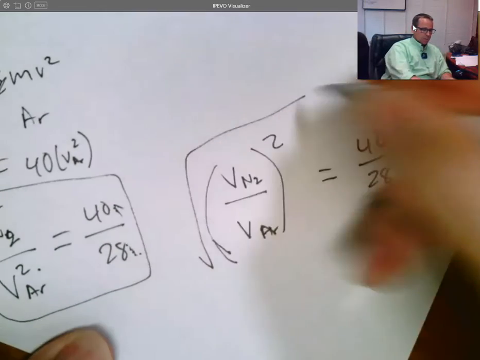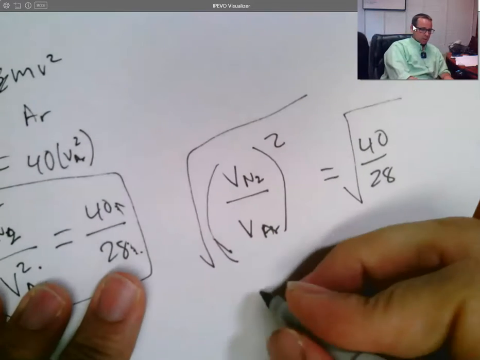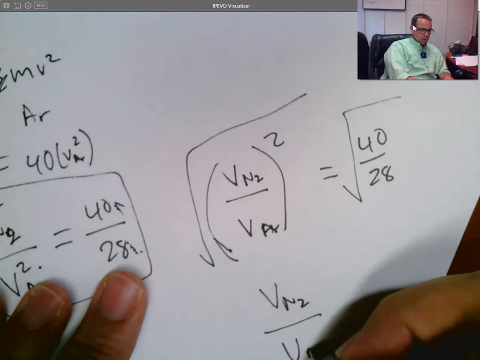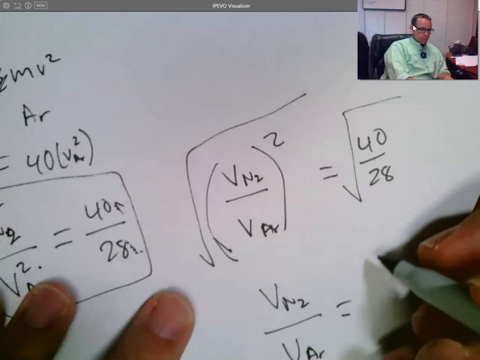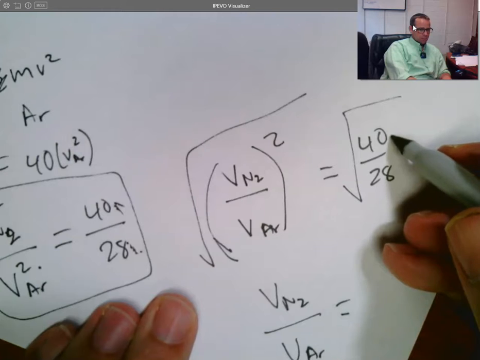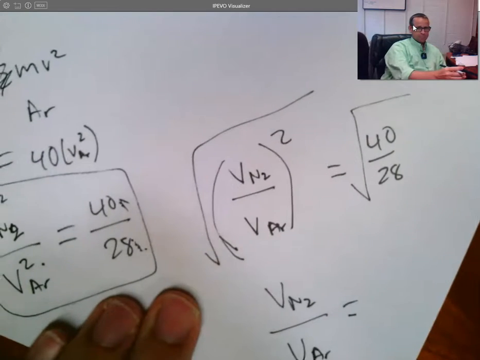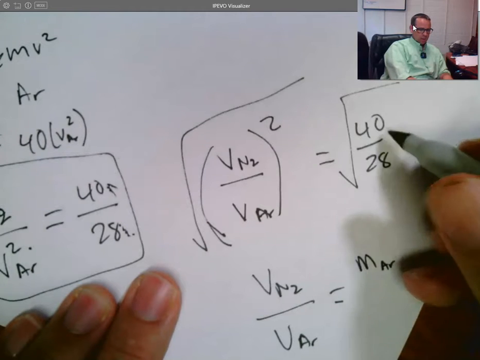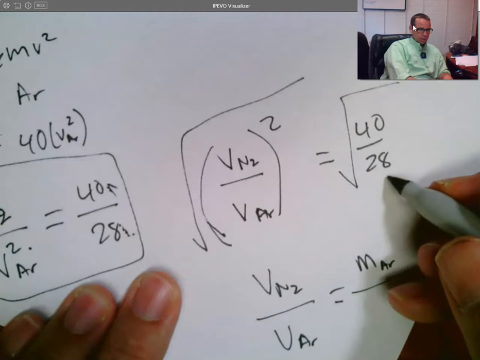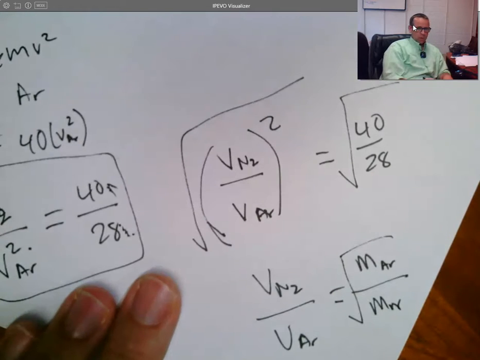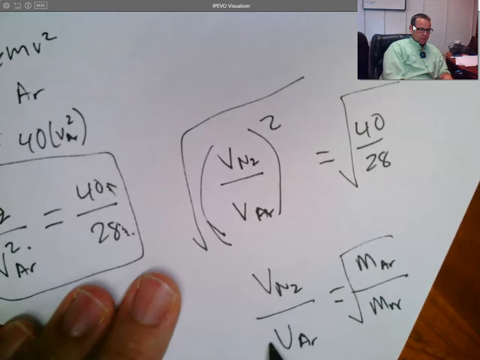And then I can go one more step and take the square root of both sides so that I have the velocity of the nitrogen gas over the velocity of the argon being equal to, what's the 40 here, Landon? What's that 40 again? Argon. Yeah, the mass of the argon, right? Over, what's the 28, Landon? The mass of the nitrogen. Mass of the nitrogen, square root. So I have the ratio of the velocities is equal to the square root of the ratio of their masses.